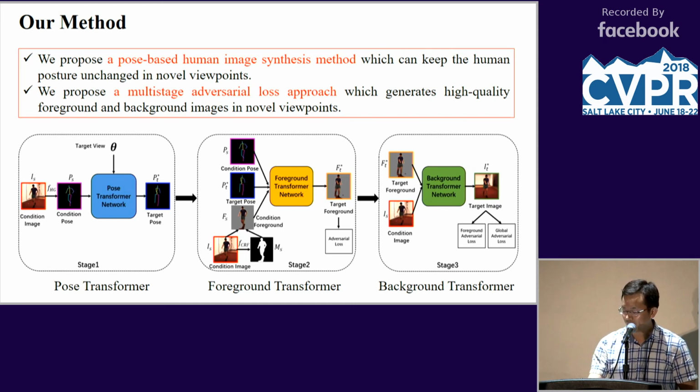Here, an adversarial loss is used to improve the image quality. In the third stage, a background transform network is proposed to generate the full image with the conditional image and the generated foreground image. 2 adversarial losses are imposed to generate clear and detailed images.